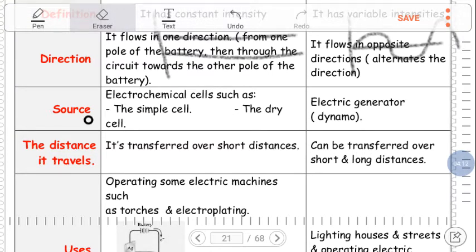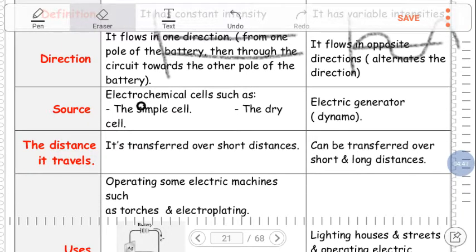Then we have the source. The source of producing the direct current is the electrochemical cells such as the simple cells and the dry cells. And the source to produce the alternating current is the electric generator, the dynamo. Then we have the distance of transfer.